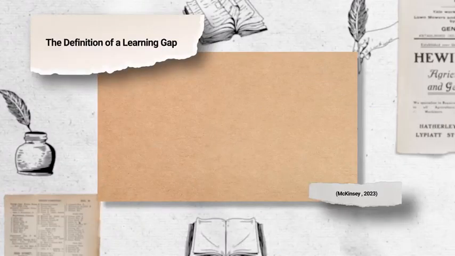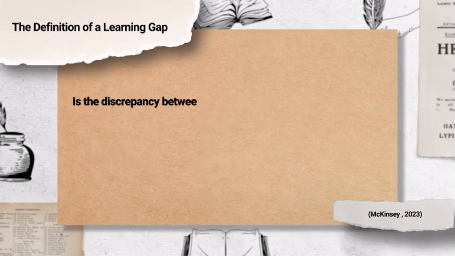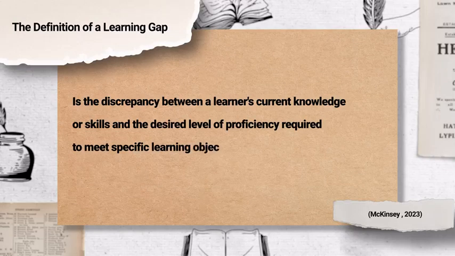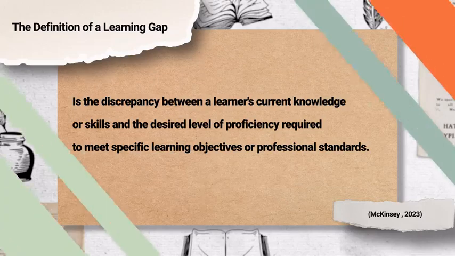So, what is a learning gap? A learning gap is the discrepancy between a learner's current knowledge or skills and the desired level of proficiency required to meet a specific learning objective or a professional standard. And the first objective of your analysis is to determine whether the gap of performance is a learning gap or it is something else. How can we do that?